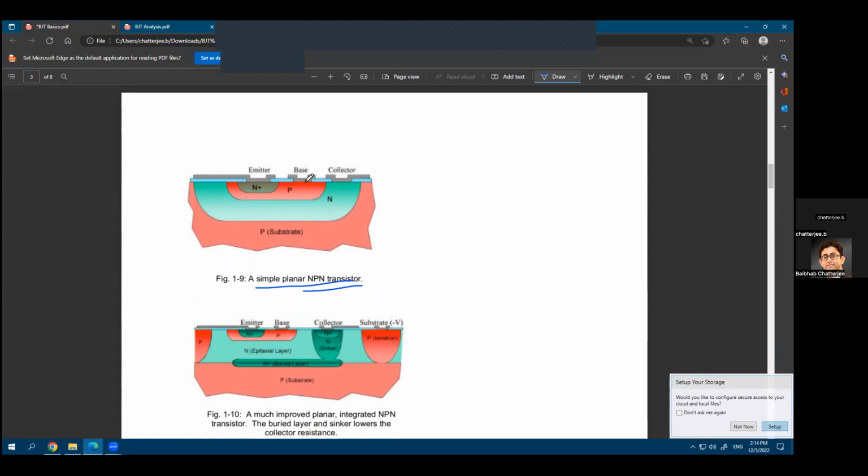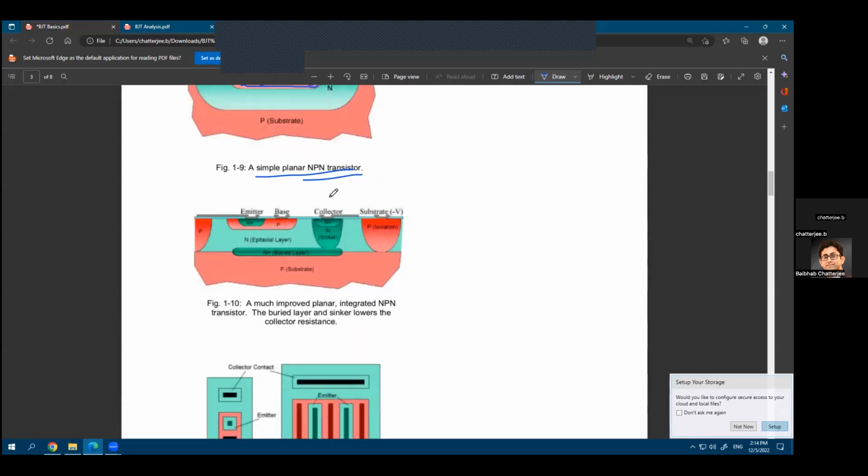Now remember that this diagram or drawing is not to scale. That's why you have a large base region here. But in an actual BJT, as I said, the base region has to be very small. So it would probably look more like this: this entire region will be your emitter, you'll have a very small base, and then you'll have a large collector again. So this is not drawn to scale, and that's something you need to keep in mind.